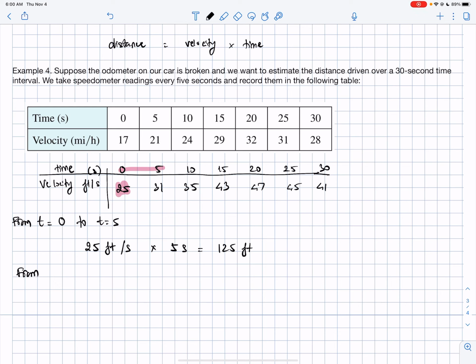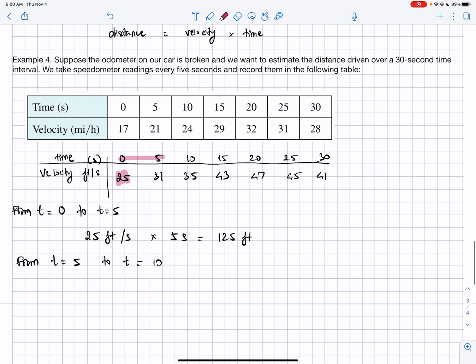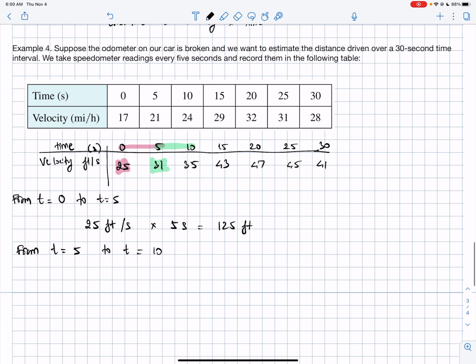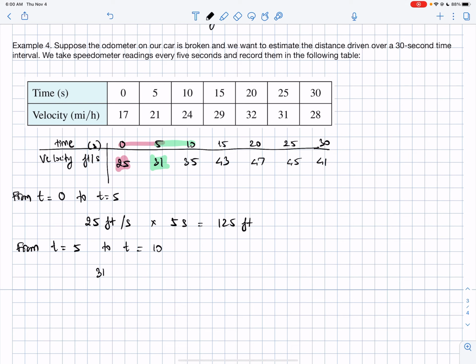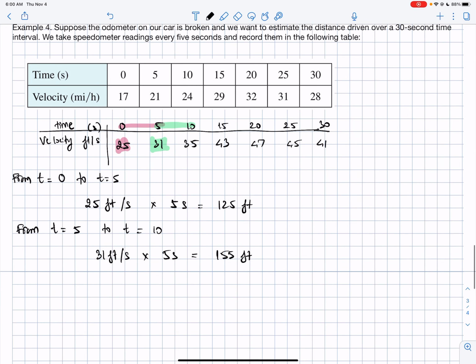And then we look at the time from t equals 5 to t equals 10. We also assume that 31 feet per second is the velocity at 5, 6, 7, 8, 9 until 10. So we will have 31 feet per second times 5 seconds, which is equal to 155 feet. So we continue to do that.